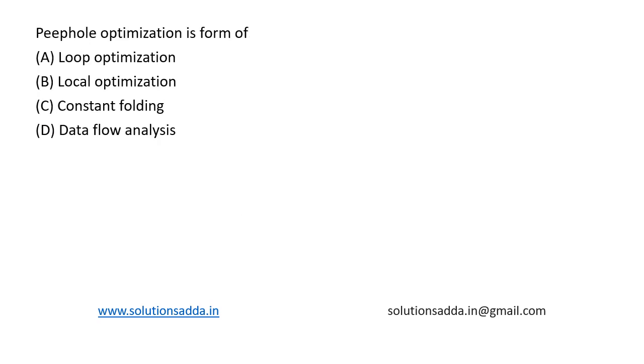This is a question from compiler design. Peephole optimization is a form of loop optimization, local optimization, constant folding, or data flow analysis. In compiler design, peephole optimization is a kind of optimization performed over a very small set of instructions in a segment of code generated. This set is called a peephole or a window. It works by recognizing sets of instructions that can be replaced by a shorter or faster set of instructions. So peephole optimization is a form of local optimization, and the correct answer here is option B, local optimization.